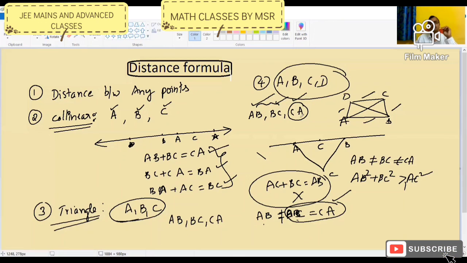So based on this distance formula application, we can find the distance between 2 points, check whether the given points are collinear or not, check which type of triangle the given points form, and check which type of quadrilateral the given 4 points form. These are the applications of the distance formula.